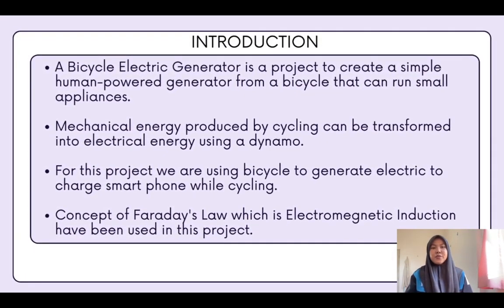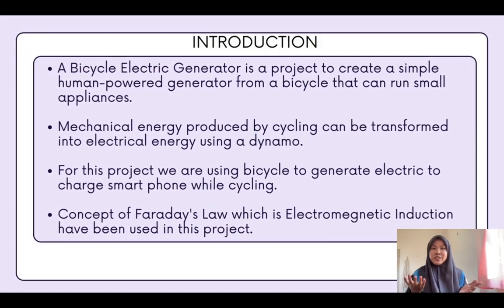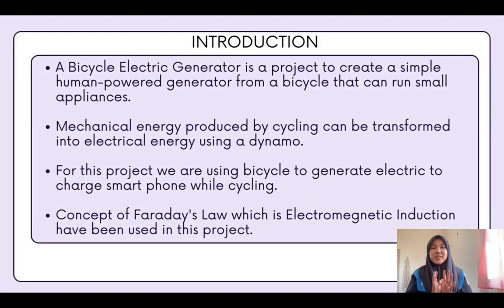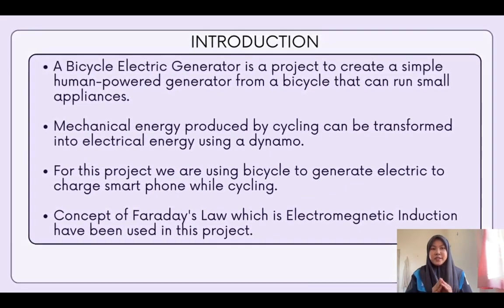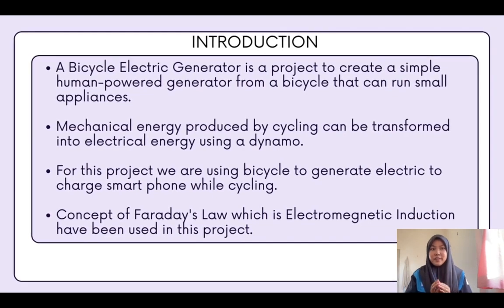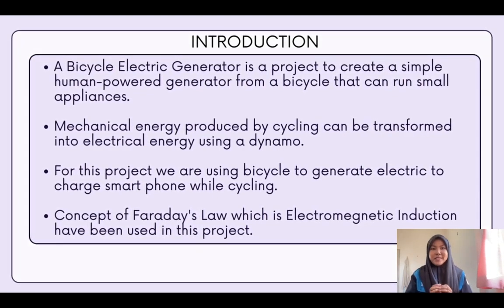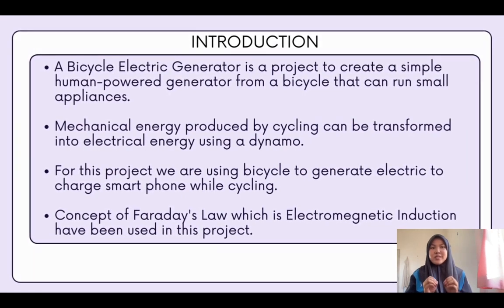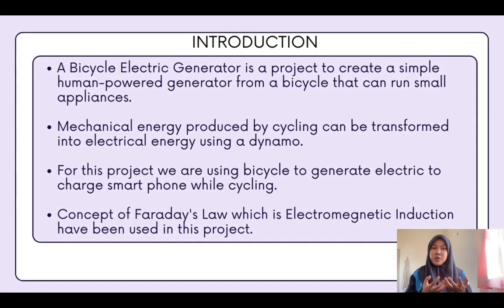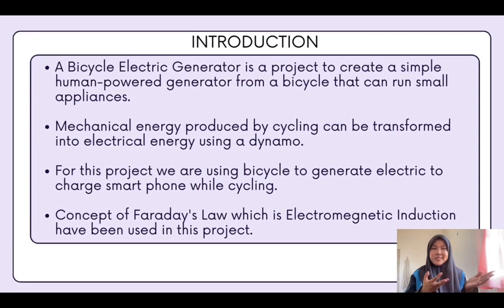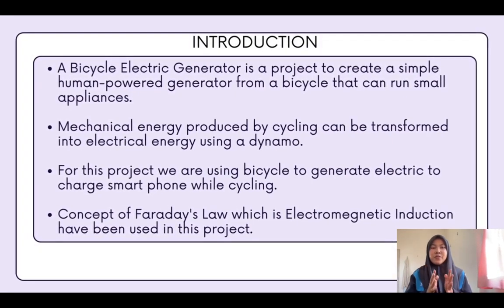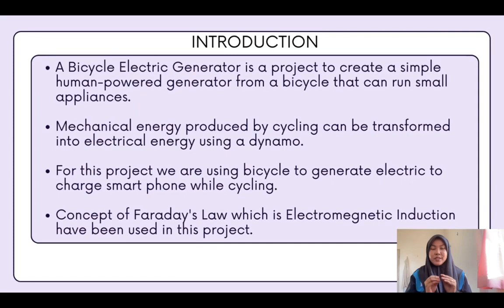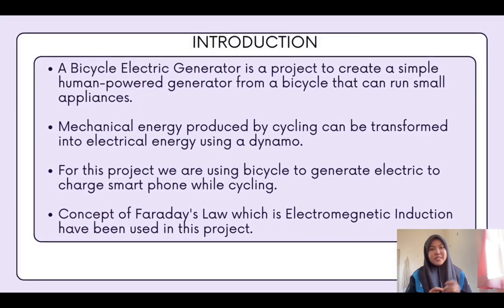The generator converts mechanical energy into electrical energy, which is then converted from direct current DC to alternating current AC by means of a converter and an inverter, and used to light a bulb or power small appliances such as smartphones. The concept of Faraday's law, which is electromagnetic induction, has been used in this project.